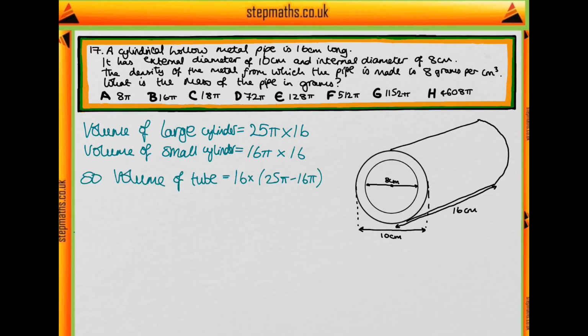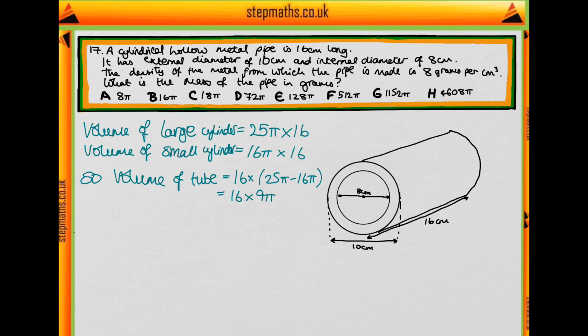And so we find that the volume of the tube is 16 times 25 pi minus 16 pi. So we've just done large cylinder, subtract small cylinder to get this bit here. And then we can simplify this down to 16 times 9 pi, which is, of course, equal to 144 pi.